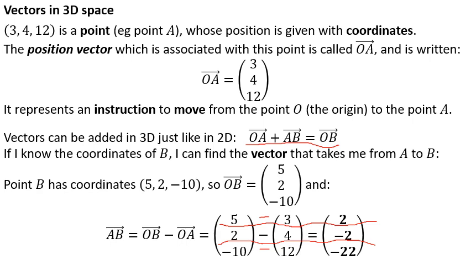That's the instruction that you would need to follow if you were sitting at the point A and you wanted to move to the point B. And you can check that that makes sense. If you're at A with x coordinate 3 and you want to get to B with x coordinate 5, you're going to need to move 2 in the x direction. In the y direction, you need to change a 4 into a 2, so you're going to move negative 2 in the y direction. And in the z direction, you go from a high of 12 to a low of negative 10, so you need to move down 22.